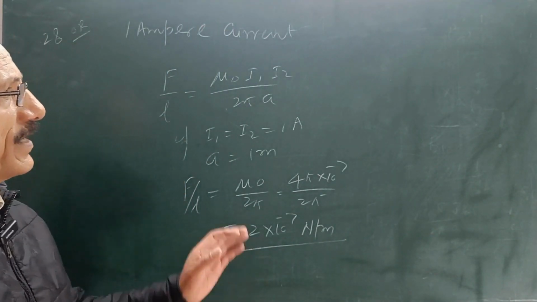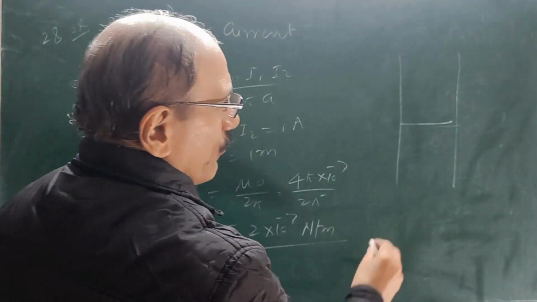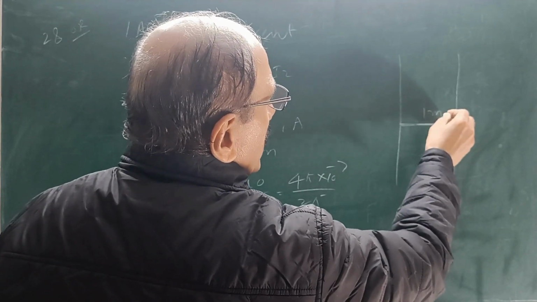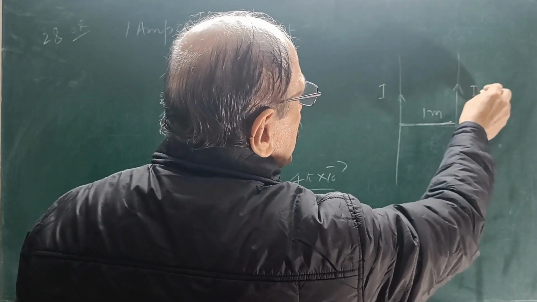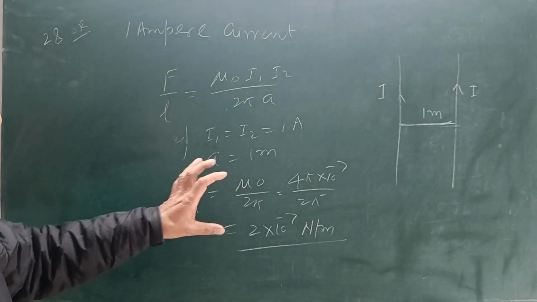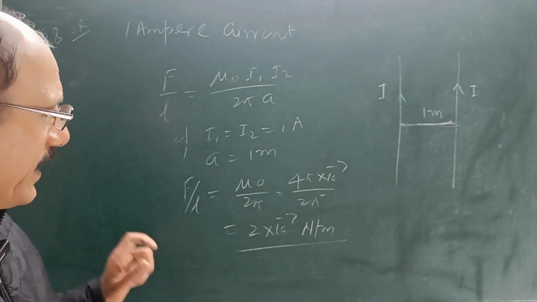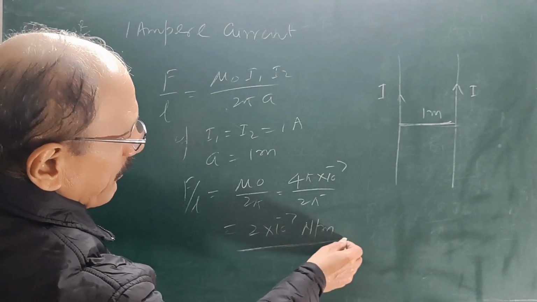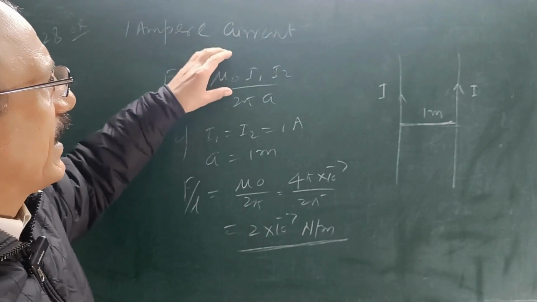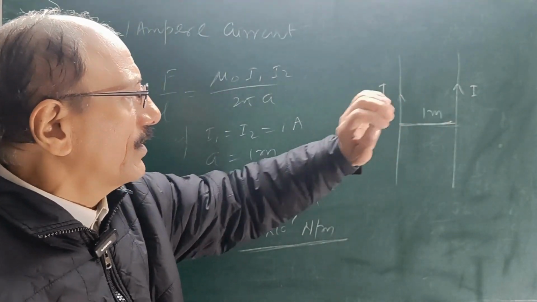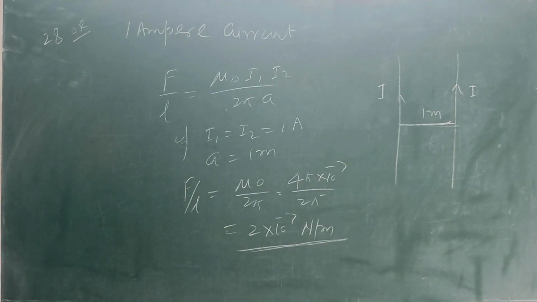So that means when two long conductors are placed in vacuum at a separation of 1 meter and they are each carrying equal currents, if the mutual force between these two conductors per unit length is 2 into 10 to the power minus 7 Newton per meter, then we can say that the current flowing through each of the conductors will be 1 ampere. So this way you can define it.